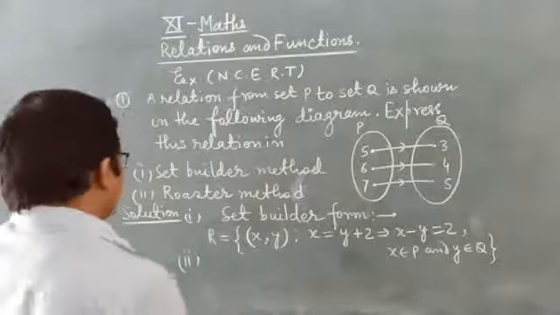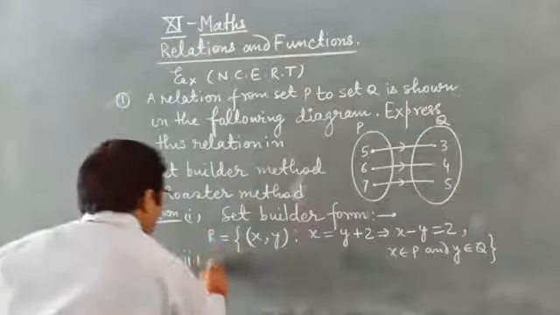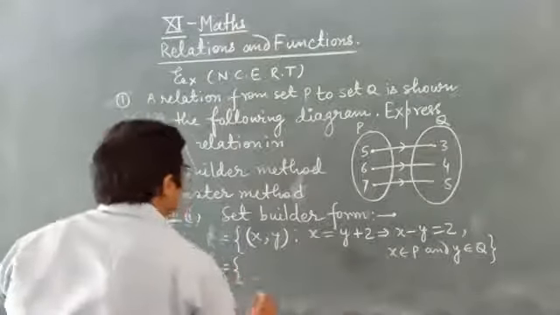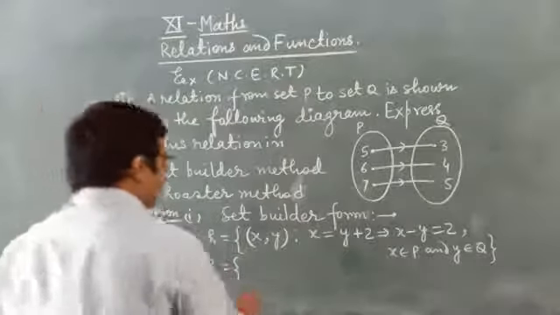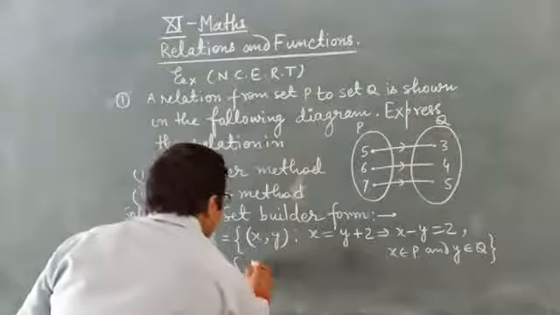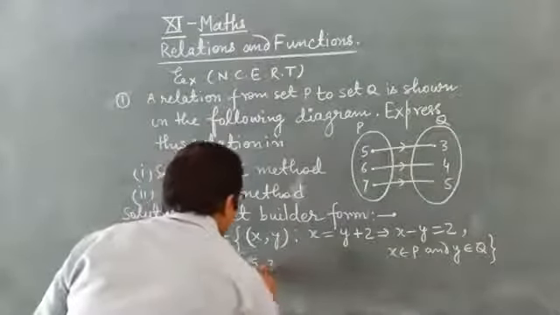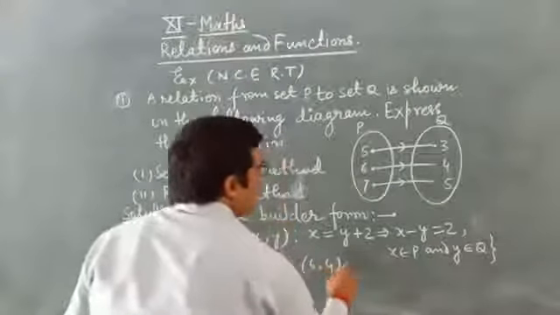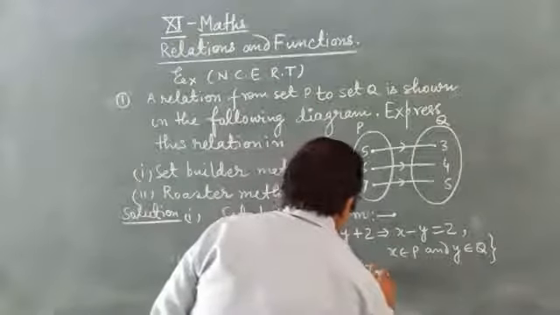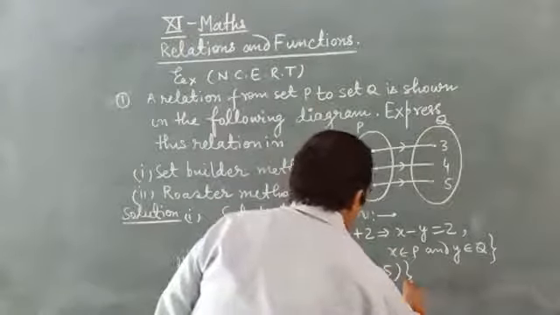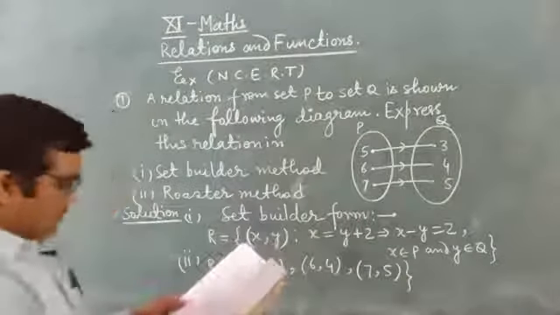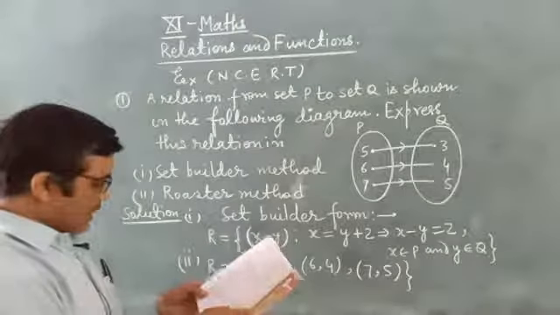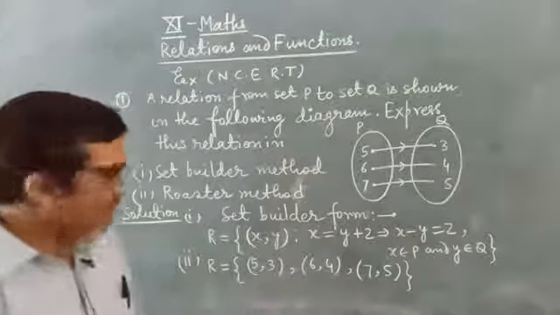Roster method, write this relation in roster method. This can be written as 5 comma 3, 6 comma 4 and 7 comma 5. Also it is given in the question, write its domain and range.